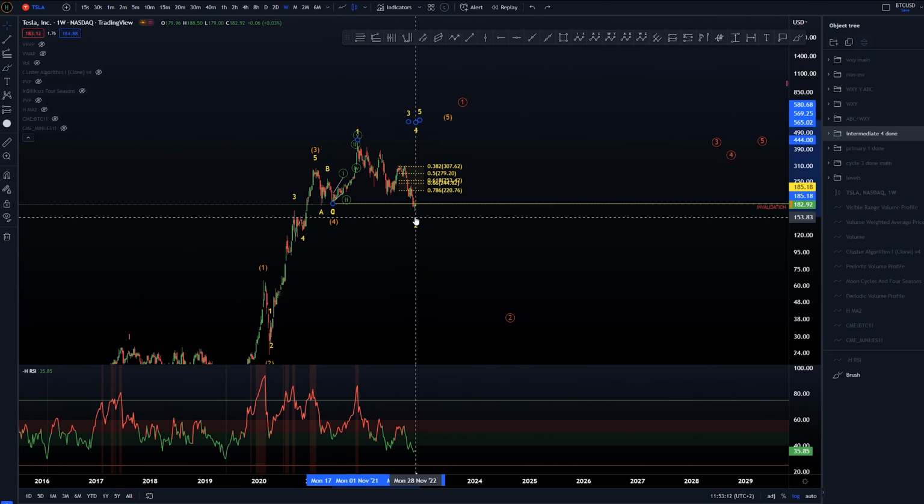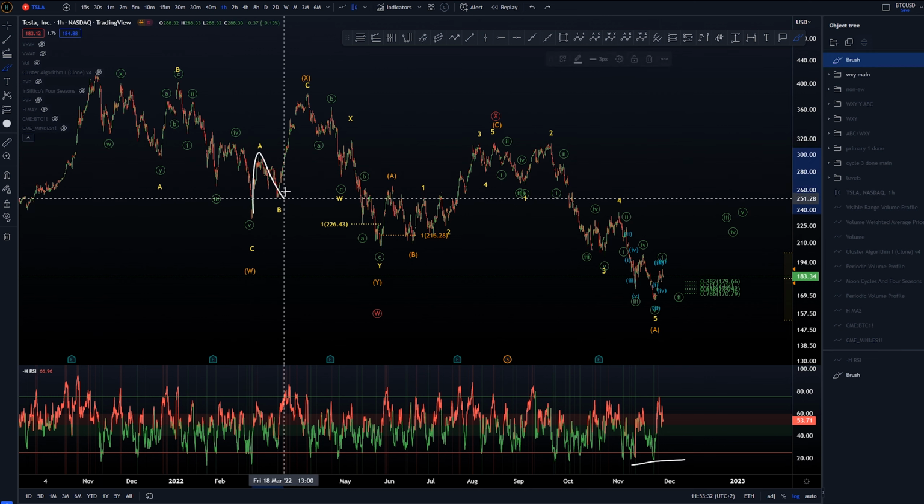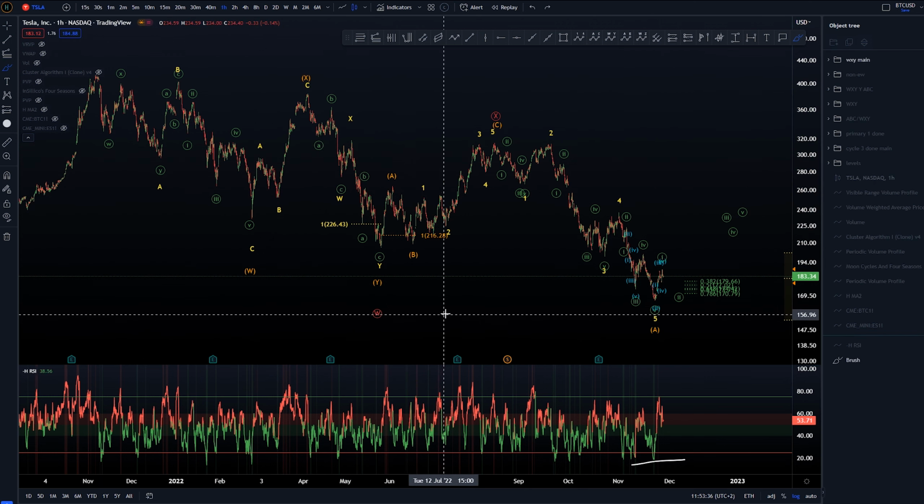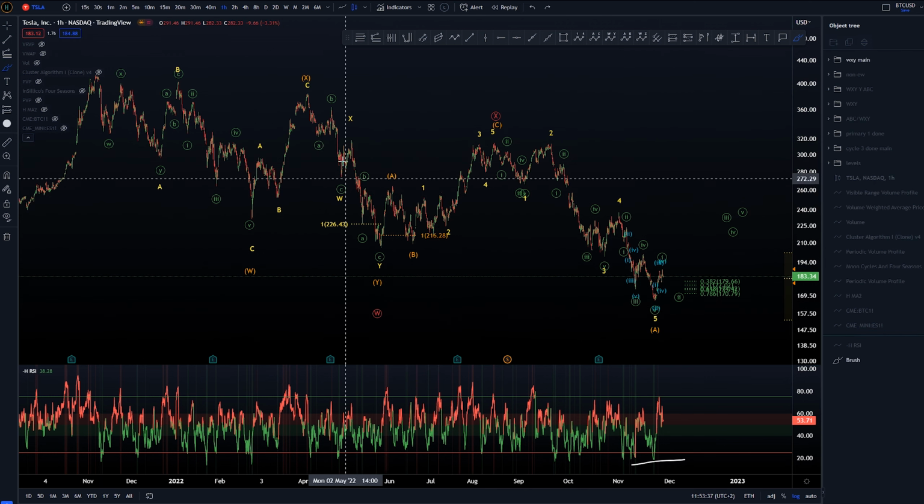So let's check out the more current price data, from the very all-time highs of $415. Since then, we had this idea of having this as an ABC and WXY. So basically some form of a double zigzag. Well, this part is not really a double zigzag. This is more of a combination correction.